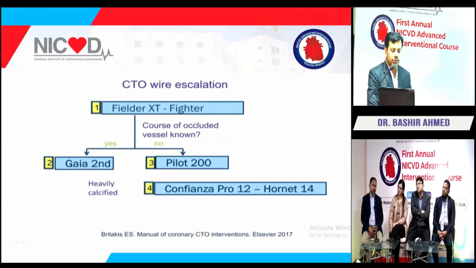Which wire should be used for the CTO? Should we start with the Fielder XT for a tapered tip? If you have a blunt tip, then you proceed with Pilot 200 and Gaia, and further you have to escalate accordingly. For heavily calcified lesions, Confianza Pro 12 and Hornet.